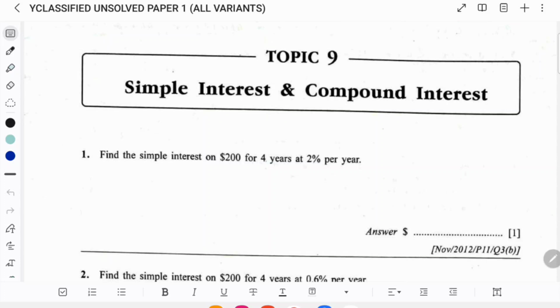In this video you will learn how to solve simple and compound interest questions step by step and without the calculator, and it will be easier for you after understanding the questions.